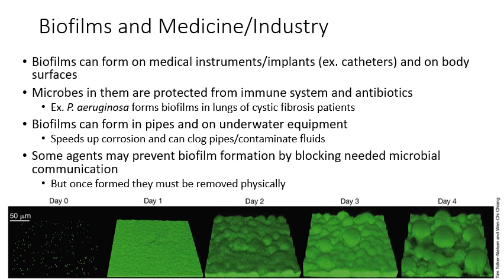Because biofilms are such a thorn in our side, we've developed agents that can prevent biofilms from forming. In many cases, most of those agents would block microbes from communicating with each other. In order to actually form a biofilm, microbes have to release chemicals that send signals to other microbes, so they change their behavior to get ready for living in the biofilm. If you can block that communication, then you can prevent the biofilm from forming in the first place.